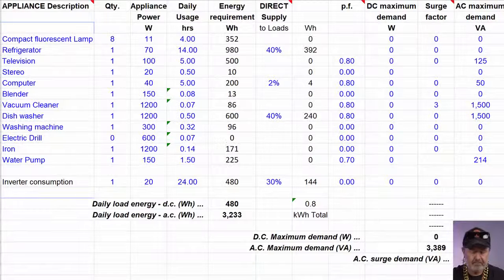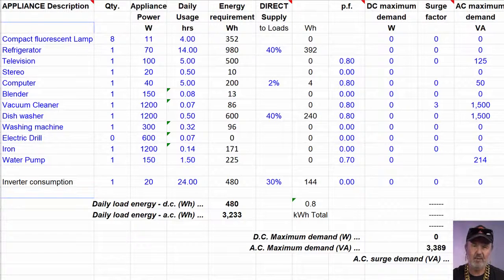So how do we break this down? We use a table which has a list of appliances and their power ratings. We can use the same table for doing energy calculations, but we're going to skip that today because we've already done that one. And I think the link's up here. We look at the power divided by the power factor, and that'll give us a VA demand, and that's a continuous VA demand.